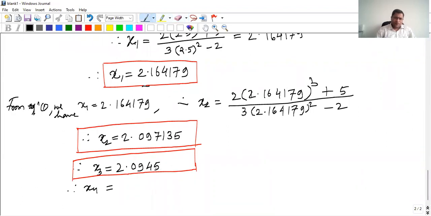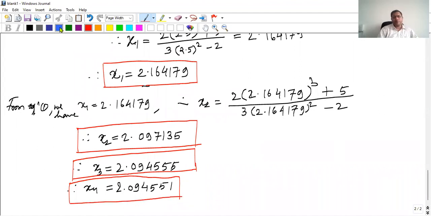Please check whether it is 55 or 555. Sir, 555. Okay. So this is going to be 555. So let's have this, and then get the next equation. So what is x4? Is it 2.094551? Yes, sir. Okay, that's great.